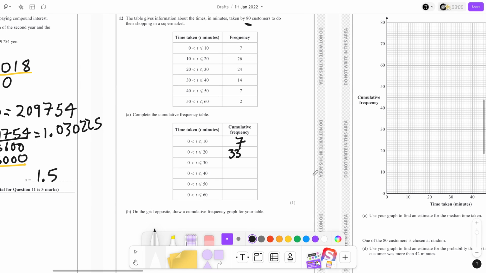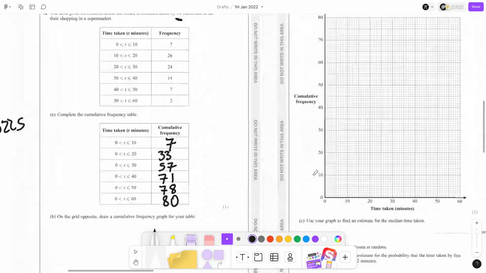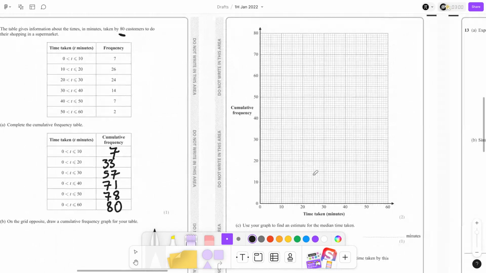Add on the next one, so that's 57. Add on the next one, 71. Next one, 78. 2 more is 80, and we can check with our 80 up there. On the opposite grid, draw the graph. Hopefully we should be able to do this. So at 0, there's nobody below 0, so we can just put a cumulative frequency at 0. At 10 it's 7. You should be able to get this more accurate than me. At 20 it's 33.